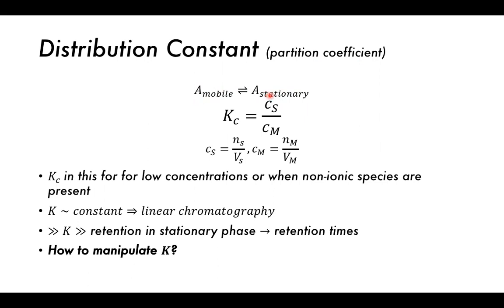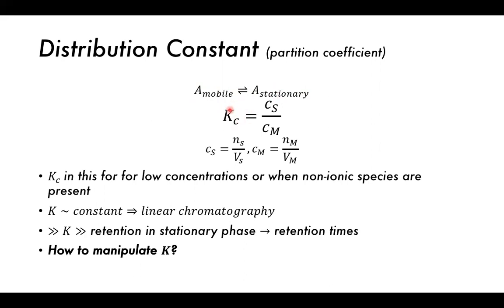If its interactions are too good with the stationary phase, it's going to get stuck. But if they are too good with the mobile phase, then it's not going to interact with the stationary phase, and it's potentially not going to be slowed down enough. So there's really a balancing act between the two.